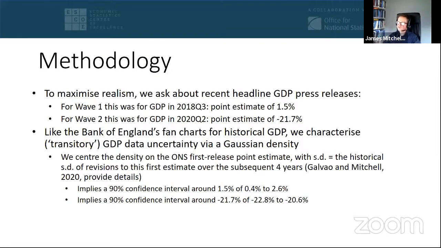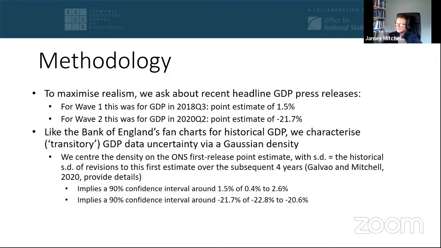I should say, to maximize realism, both of the two surveys ask about the latest GDP estimate at the time of running the survey. It's 1.5% back in 2018 and minus 21.7% in 2020. Obviously, the ONS themselves do not explicitly quantify the GDP data uncertainty.